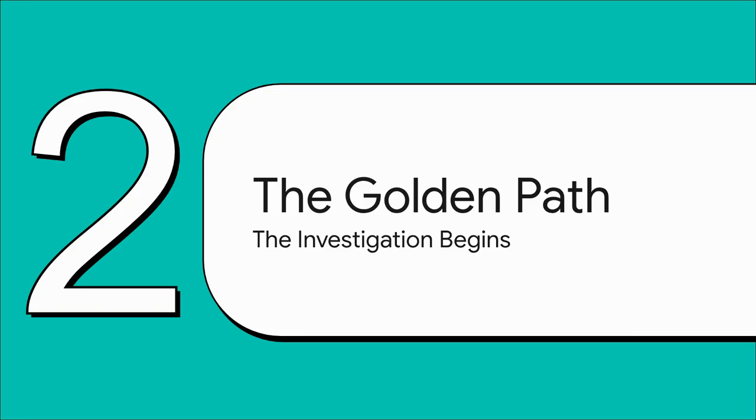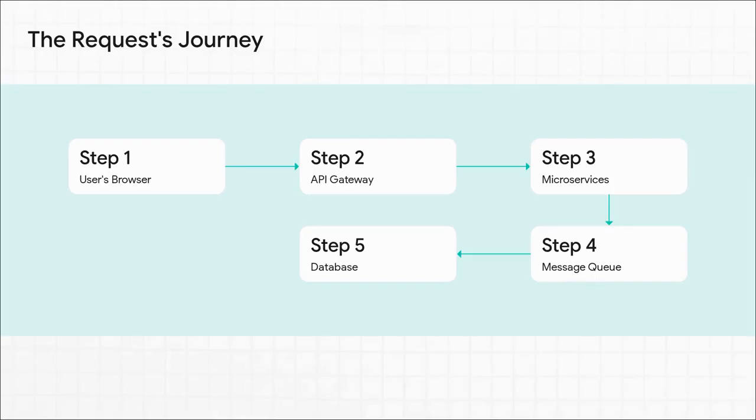So for our loan application mystery, the investigation is going to follow a pretty clear chronological path. It all starts in the user's browser, right? From there, it hits an API gateway. Then it gets bounced around a few microservices. Maybe it takes a detour through a message queue. And finally, it tries to write to the database. The key is we have to check for clues at every single one of these stops.